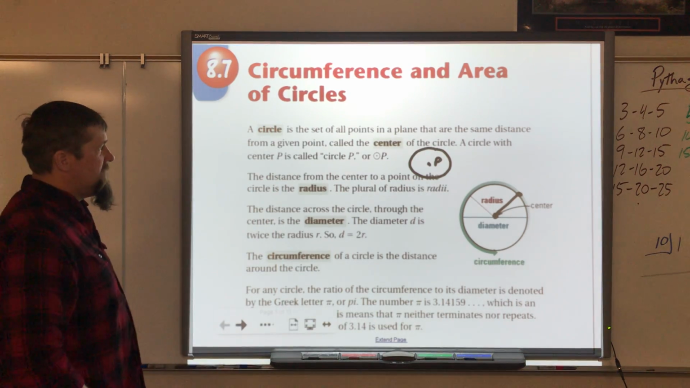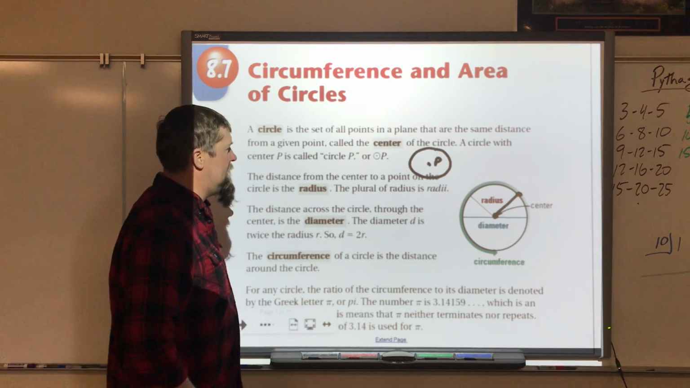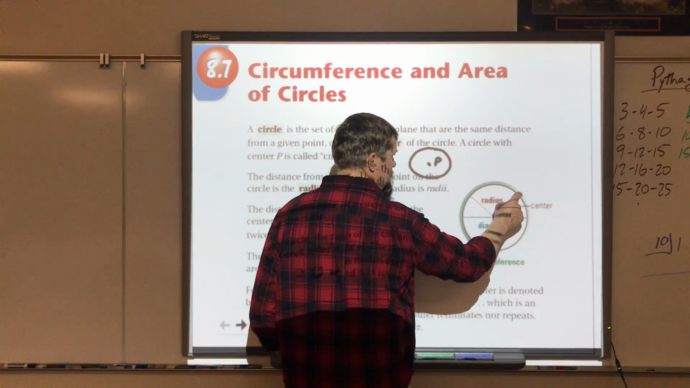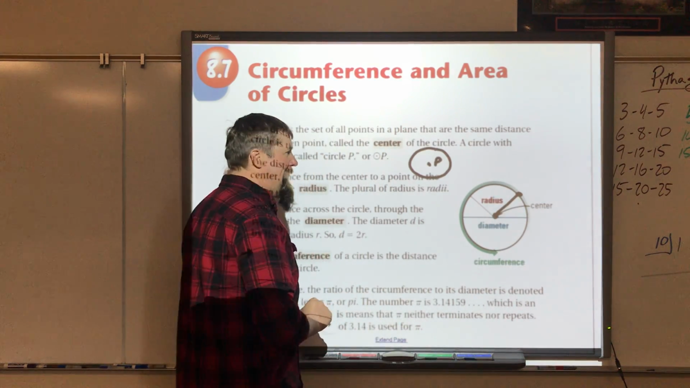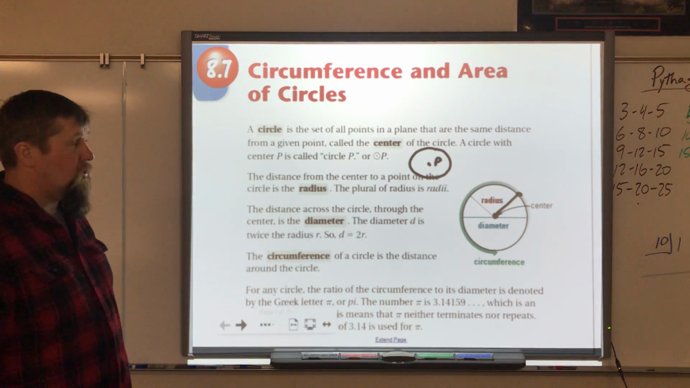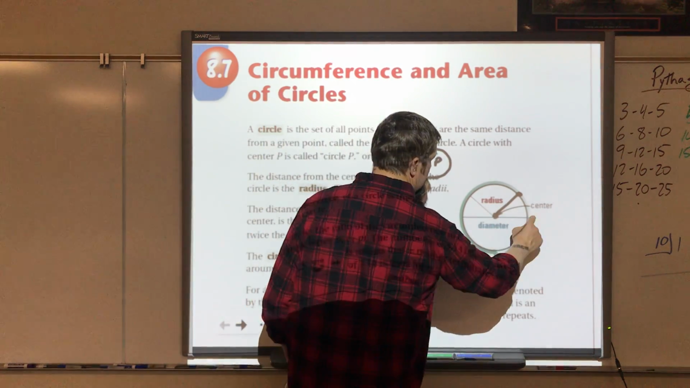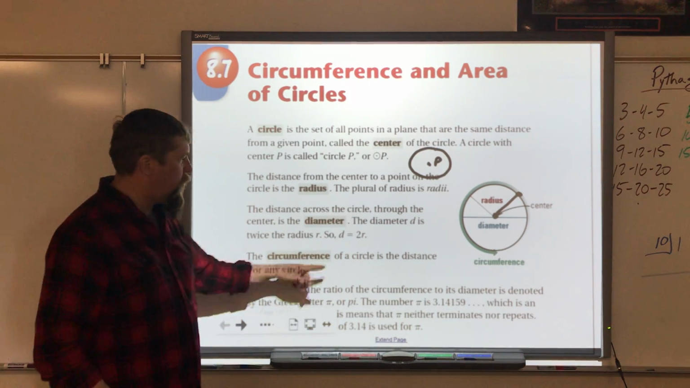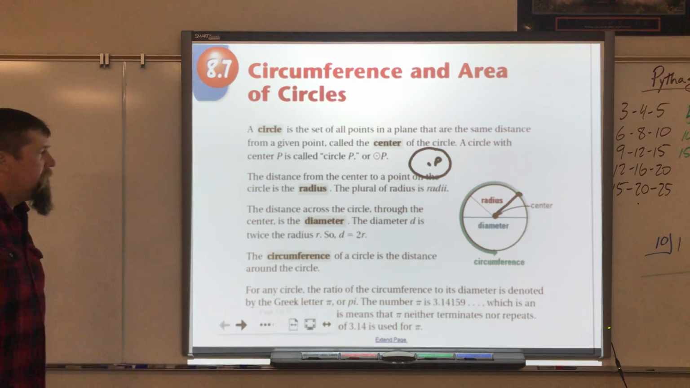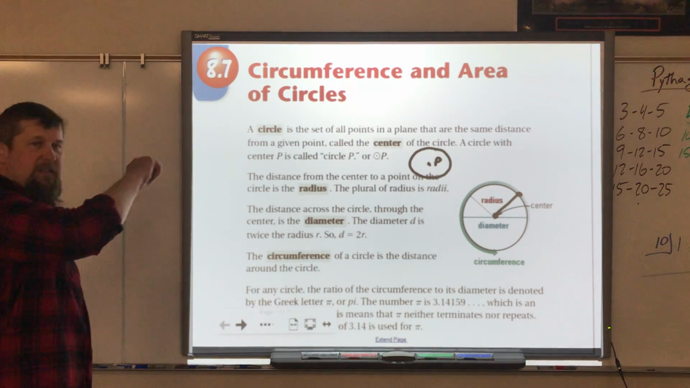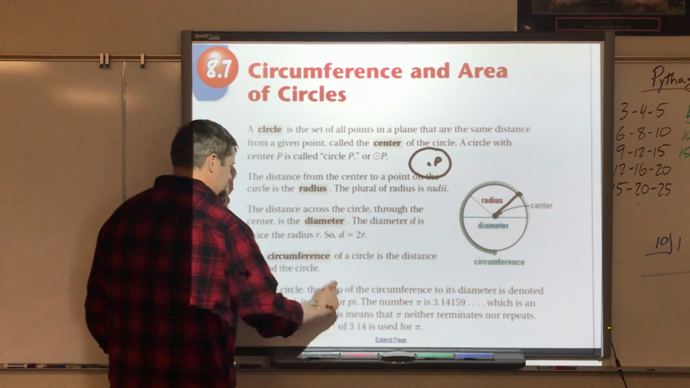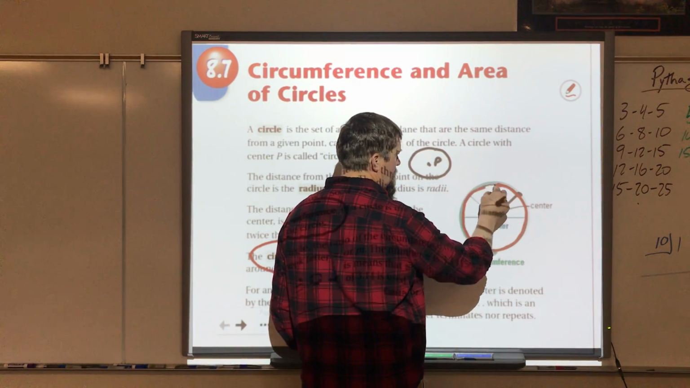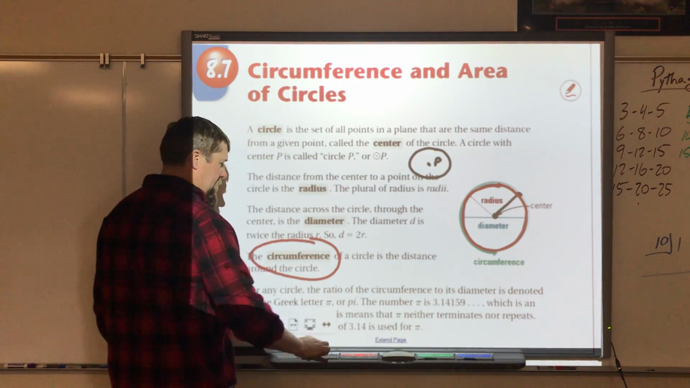The distance from the center point to the outside is the radius. So any distance from the center to the outside circle is called the radius. The distance across, the total distance across the circle through the center, is called the diameter. So the diameter is twice the radius. The circumference of a circle is the distance around the circle. So the circumference is from here all the way around the distance of it right there.